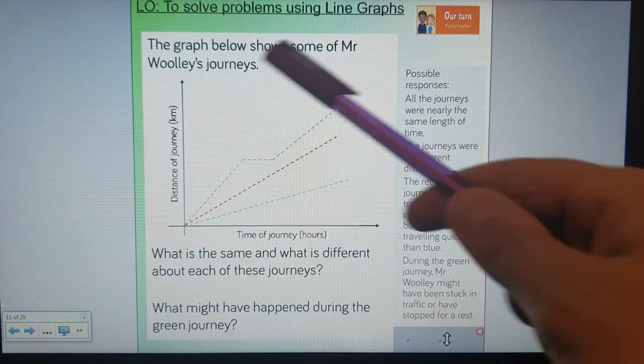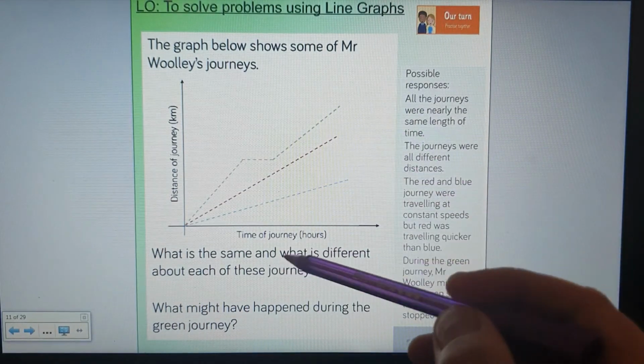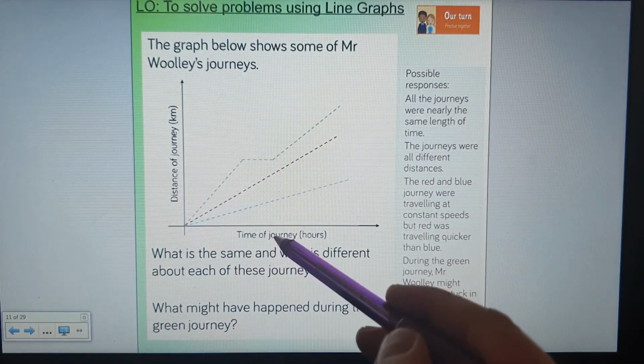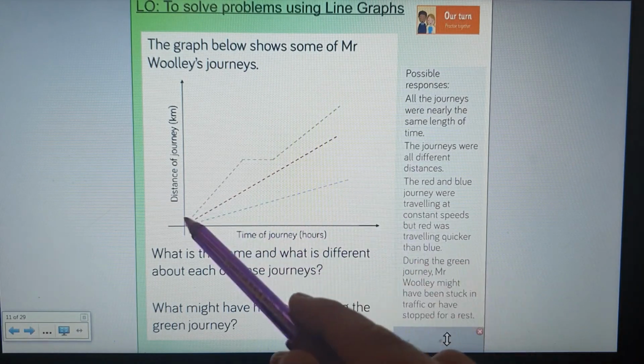So that's how you kind of look at the trends in a graph. You need to look at the axis to see what it's telling you, but also the trends of the lines. They tell a story.